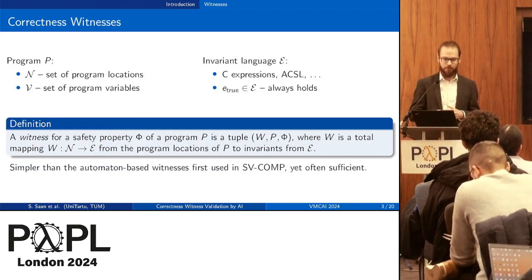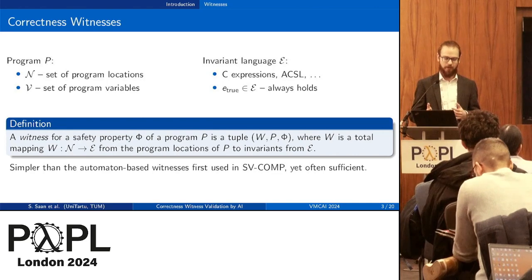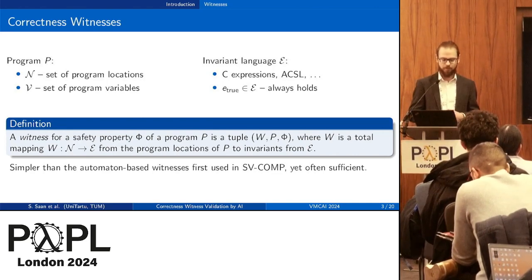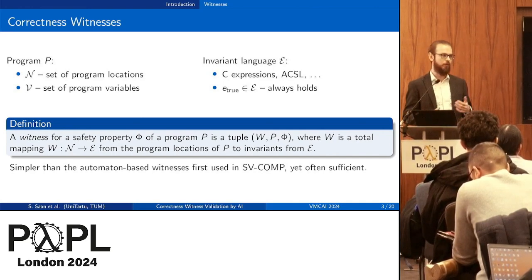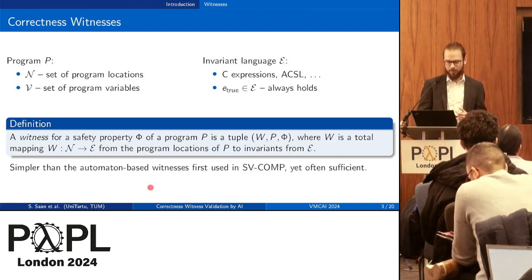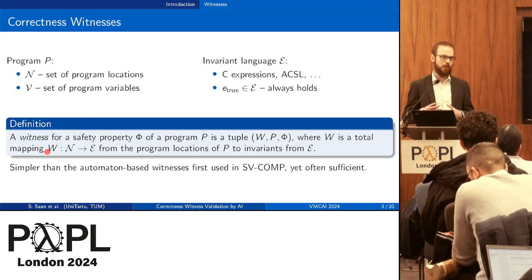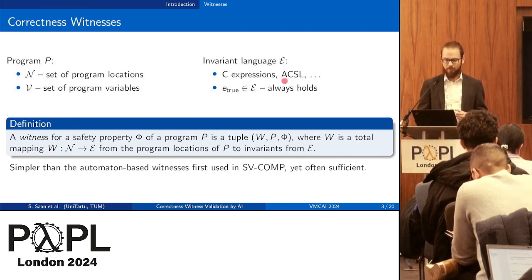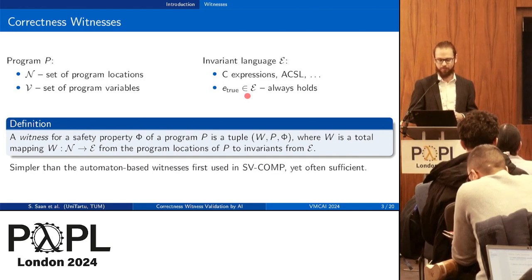We assume there's some kind of program P, the set N of its locations, and the set V of its variables. We also assume some kind of invariant language is being used, for example, C expressions, which are currently used in SV-COMP, or ACSL, or something else. With these definitions at hand, we can say that a correctness witness for a safety property of a program is this tuple, where the W component is a mapping from program locations to their invariants. Some or many of these might be trivially true invariants as well. Note that these location-based witnesses are simpler than the automaton-based ones that have been used in SV-COMP for a long time.